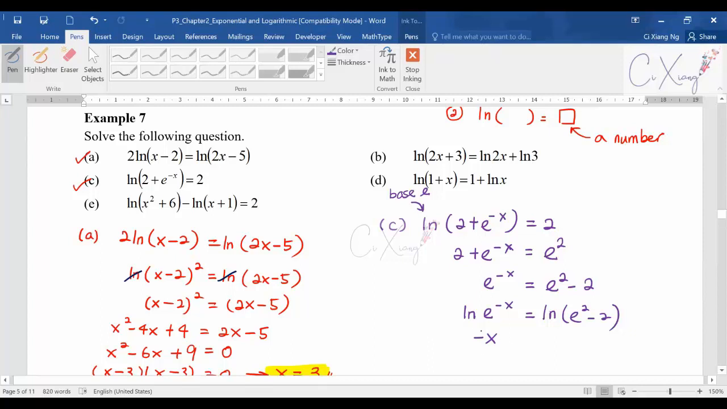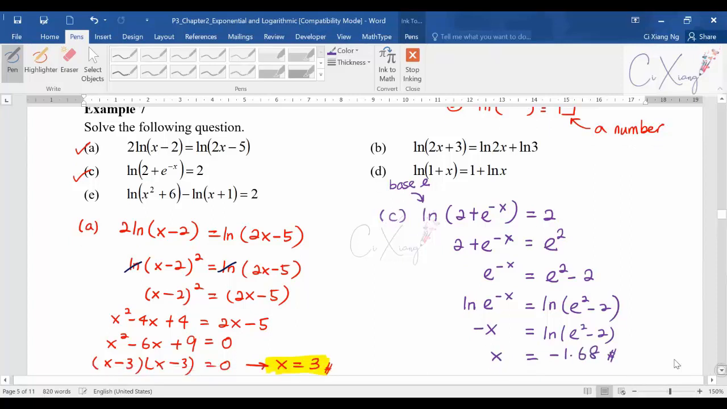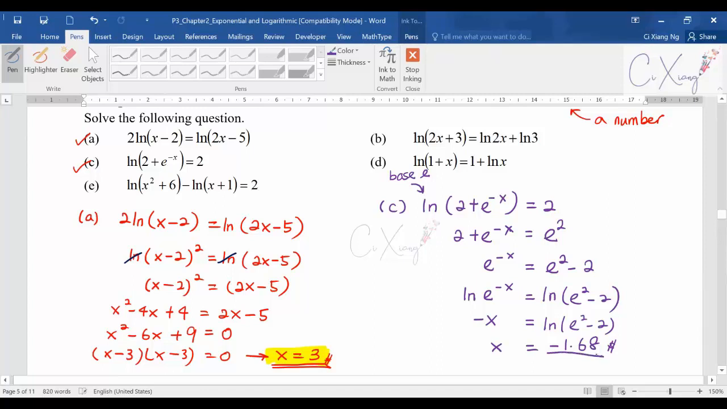Therefore, on the left hand side you are left with only negative x. For the right hand side, you can just press the calculator to get the value first. After that, you bring the negative over. So when you bring the negative over, eventually you should get x = -1.68. Alright, so this is how we solve the equation part C.